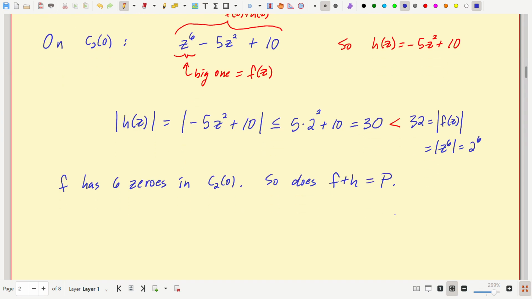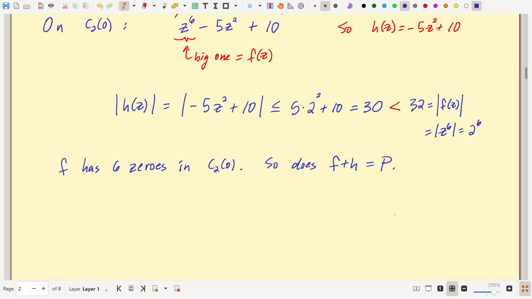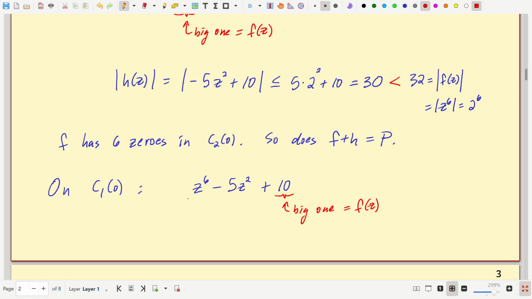Now I have to see how many zeros there are inside the circle of radius 1. So next, on C1 of 0, let's see what's the big one. Then this z to the 6 would be only 1 in modulus. This one would be modulus 5. And this one's the big one. So this time, that's going to be the f of z, which has no zeros. And then this is going to be the h.